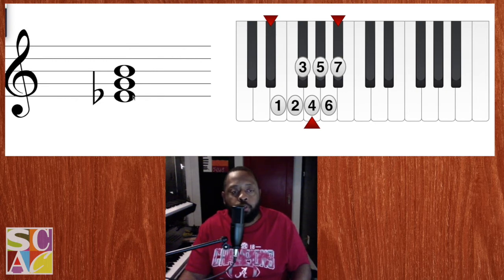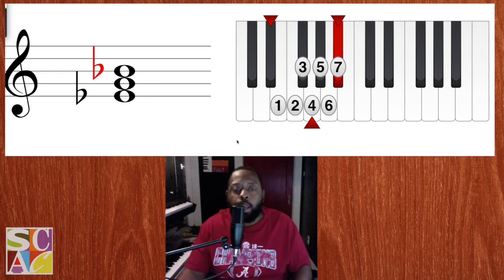So what do we have to do? We have to make this B natural a B flat. And now the relationship from E flat to B flat on the staff matches the relationship from E flat to B flat on the keyboard. So now they match up, and now we have an E flat major triad.